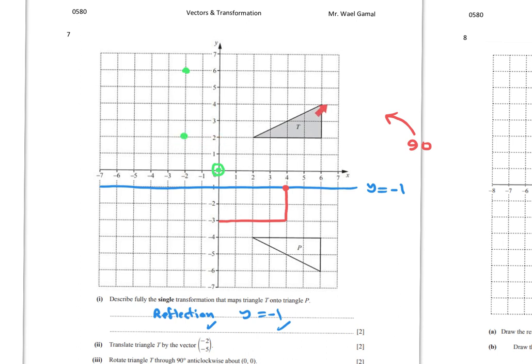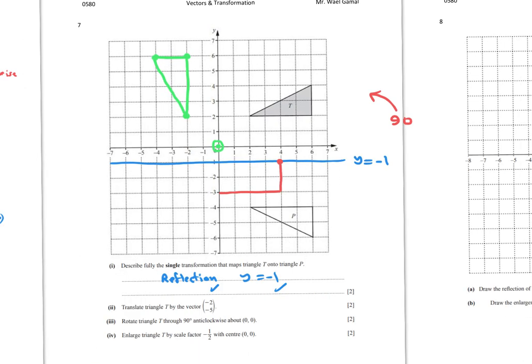For that point, 6. Now for the next point, 6 and 4. 6 to the right and 4 up. So 6 up and 4 to the left. So this is the image by rotation 90 anticlockwise about the origin. Did you get the same?